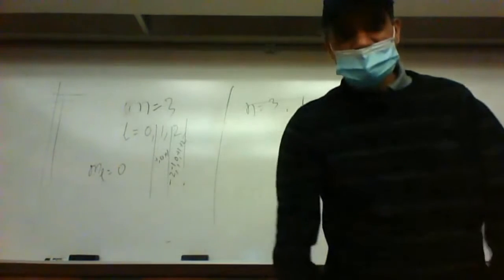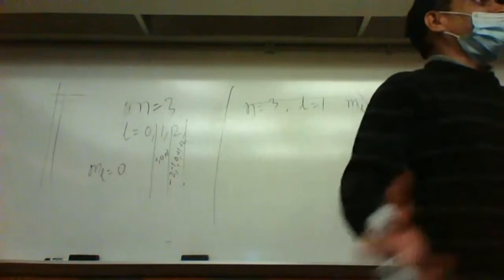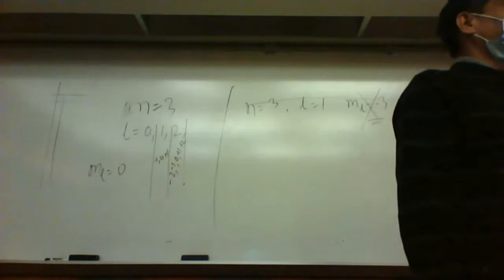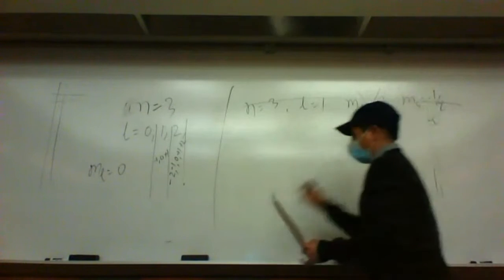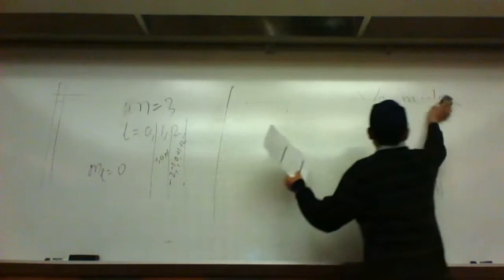Make sense? So first write all the possible quantum numbers and compare whether that is there or not. Yeah, good. Now let's look at question number C.